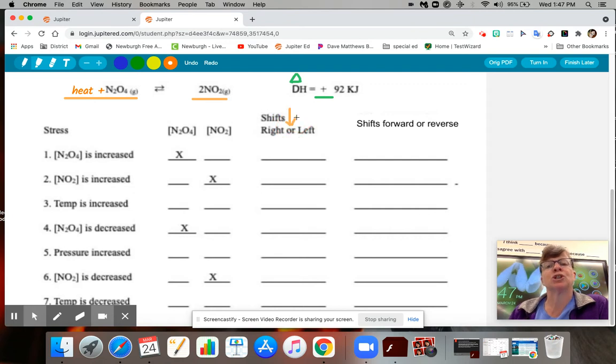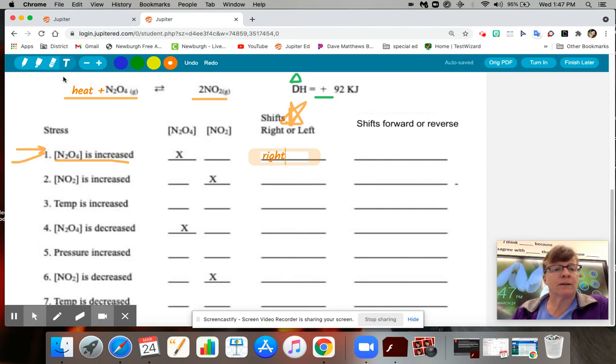Always start with how it shifts, right or left, and everything else will fall into place. Okay. So I'll put a star there maybe. Here we go. So N2O4 is increased. If I'm increasing this side, it's like this side is going to tilt down. So I'm going to have to shift right to make that balance out. It's going to shift right.